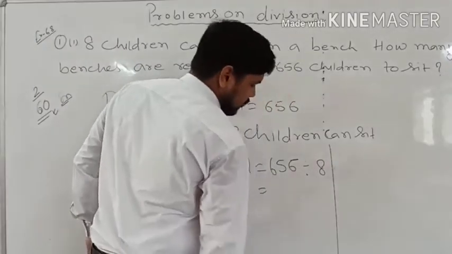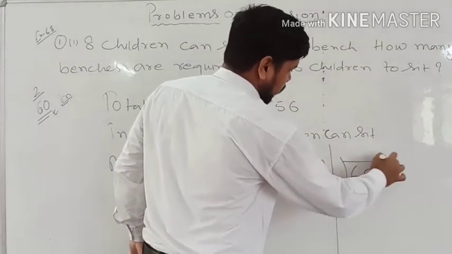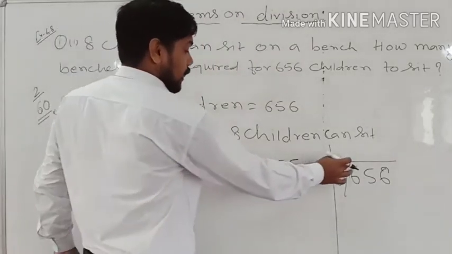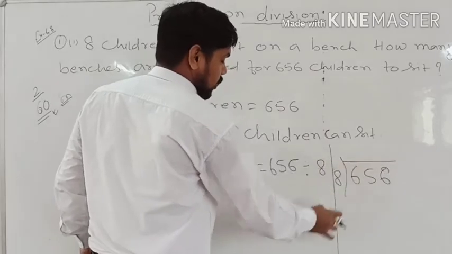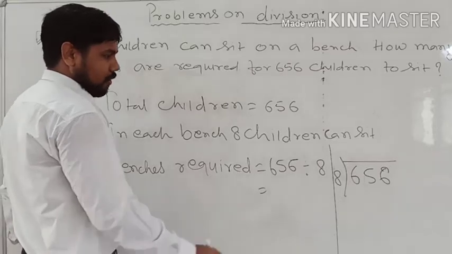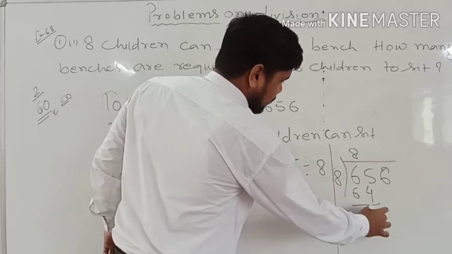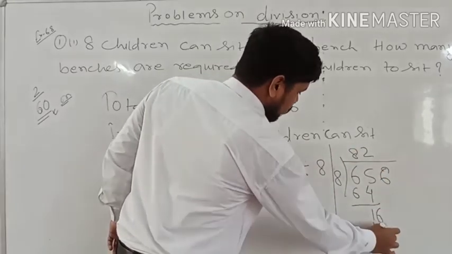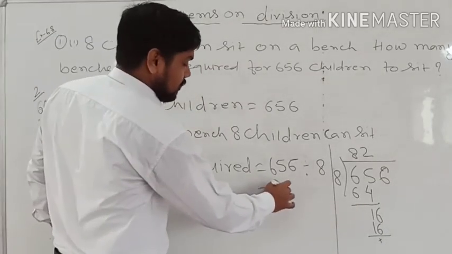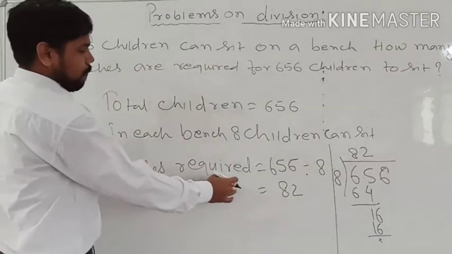यहीं पे आपको साइड में डिवीजन करना है. So 656 को अगर हम लोग 8 से डिवाइड करेंगे, so how many times it will go? 8 1s are 8, you have to take 65. 6 is smaller than 8, so 8 8s are 64, right? So 1, 16, 8 2s are 16. So we got 82. So 82 is the quotient, so that means 82 is the answer. So therefore benches required will be 82.